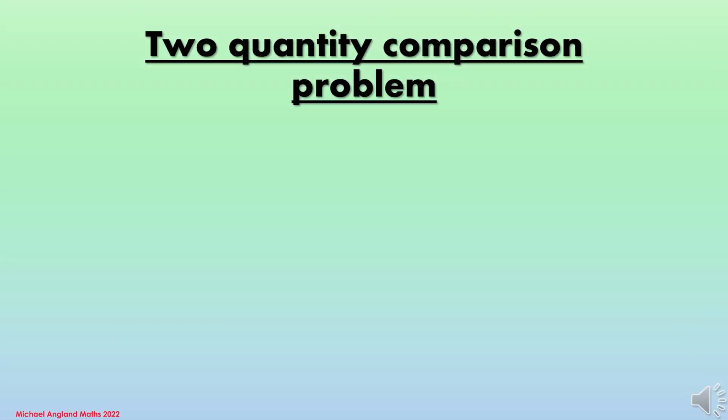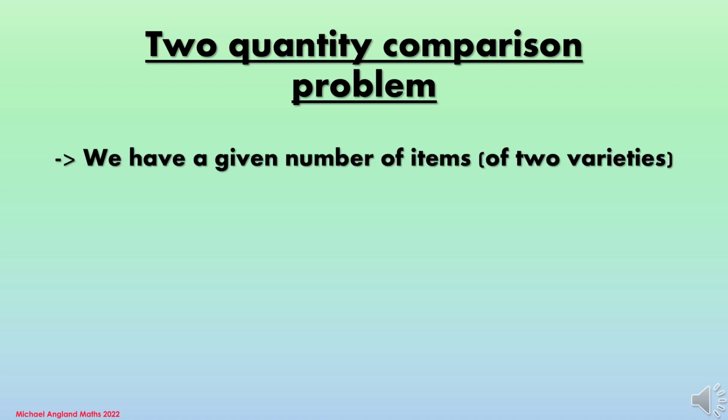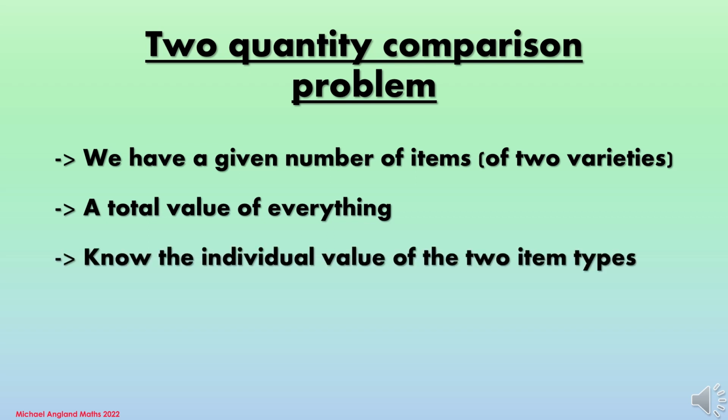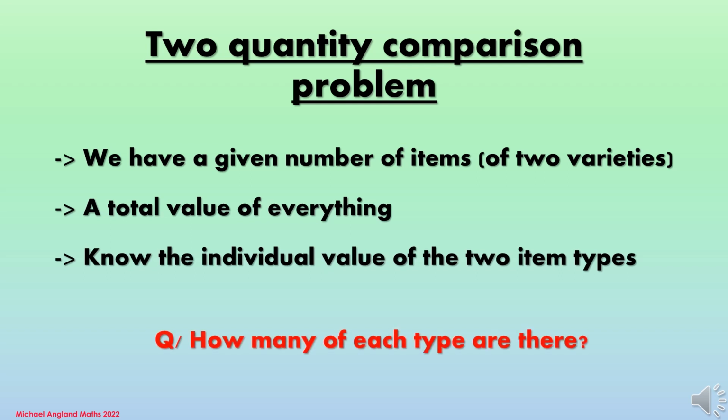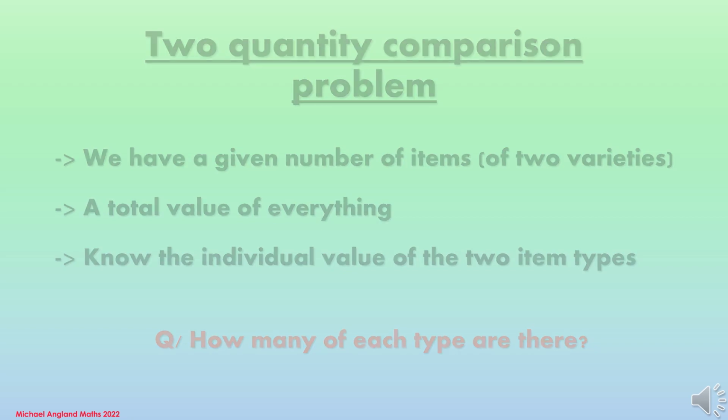Welcome to this video. This is about two quantity comparisons. We have a given number of items of two types. We have a total value of everything, and we know the individual value of each type. So the question that we're typically solving is how many of each type are there? Let's look at an example so we understand what we're trying to solve.